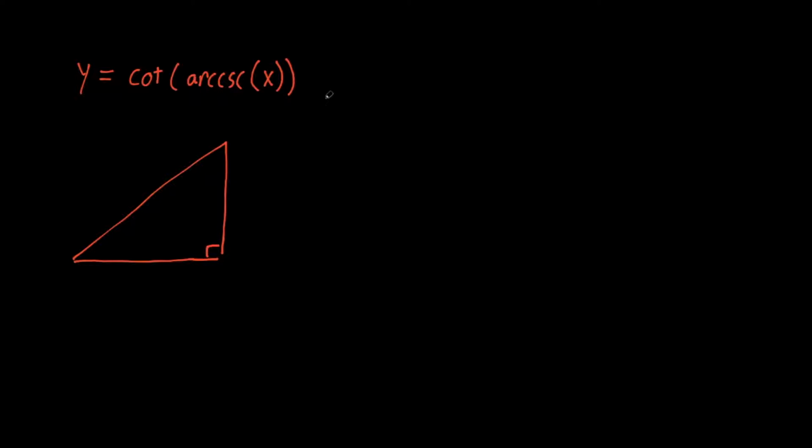First, though, a quick reminder that arc cosecant is a function which turns a hypotenuse over opposite side into an angle, and we'll call that angle theta, and we'll make it this angle. And cotangent is a function that's going to turn our angle, which is in this case theta, into an adjacent side over an opposite side.